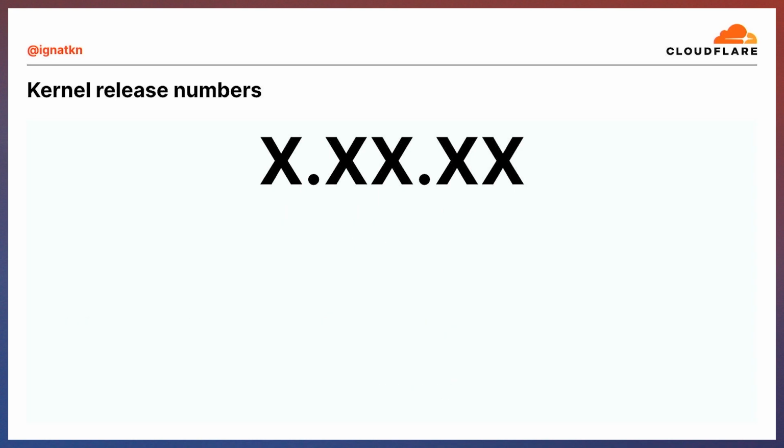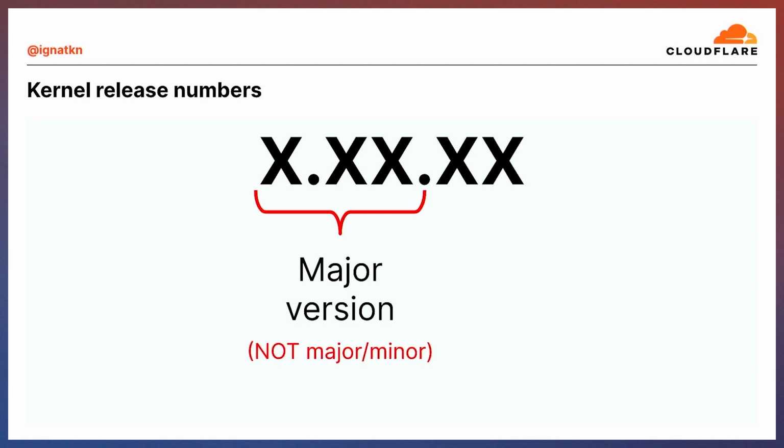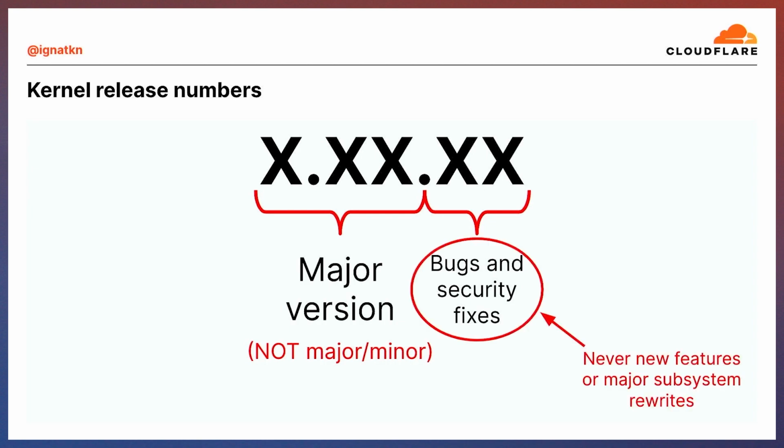The way it works is that the first 2 numbers, which in semantic versioning would be major and minor, are together just a major version. It's not major or minor. And for the last number, there is no official name. You can call it a patch release or a bug fix release. When only this increments, it can never get new features. It can only get bugs and security fixes, and there will never be any major subsystem or code rewrites here.